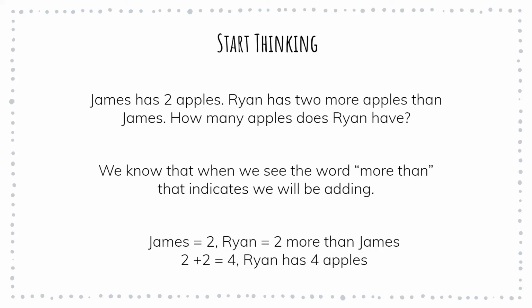Moving on to our last start thinking question, it was James has 2 apples, Ryan has 2 more apples than James. How many apples does Ryan have? So again, we have that same more than word, which indicates we will be adding. So we know that James has 2 apples, Ryan has 2 more than James. So then we have 2 plus 2, which gives us 4 apples. So Ryan has 4 apples because he has 2 more than James, and James has 2. So I hope that made sense for you guys. That's a little bit of what we're doing today.